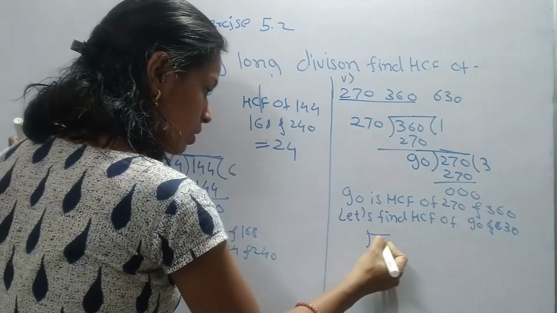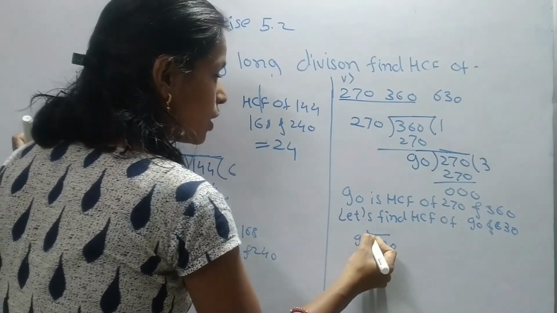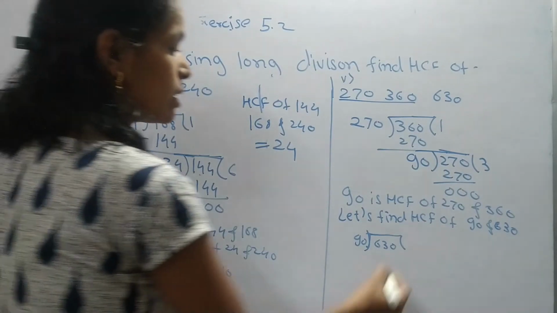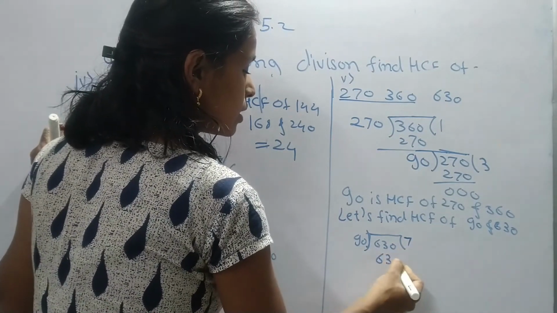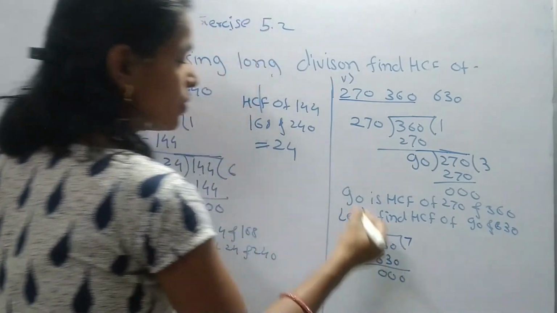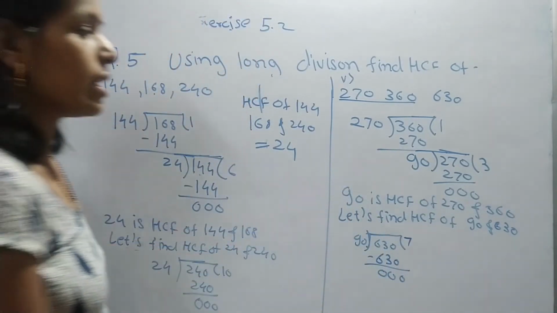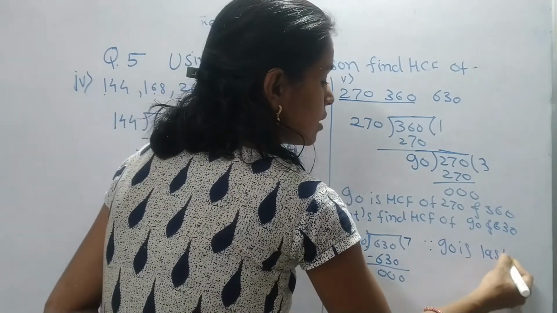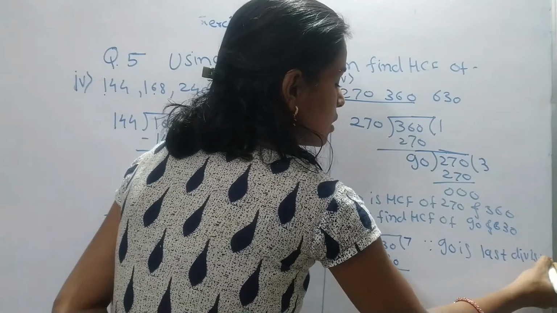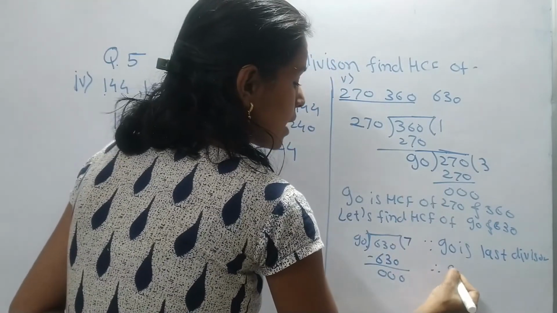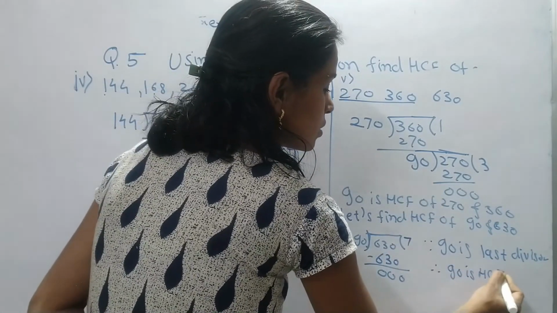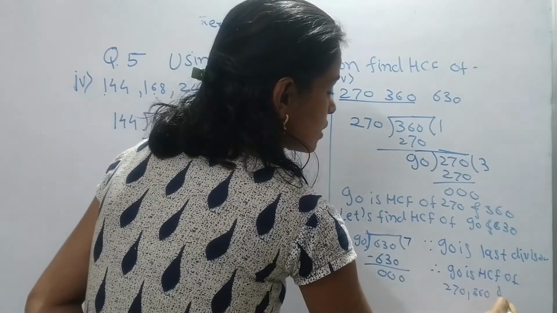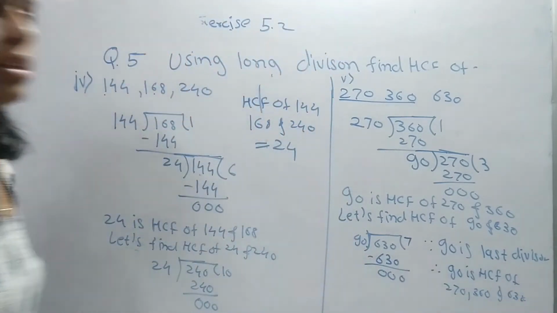Divide 630 by 90. We know the table of 9. Okay, 9 sevens are 63. So 90 sevens are 630. And the remainder occurs here at the first step only. So 90 is the last divisor. Since 90 is the last divisor, therefore 90 is the HCF of 270, 360 and 630. Okay.